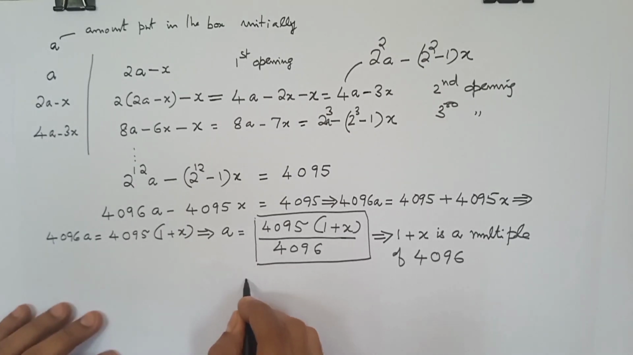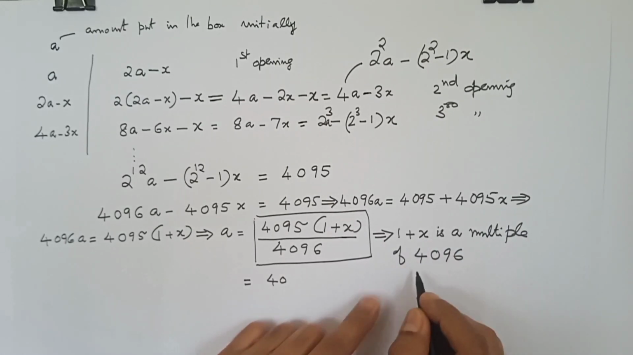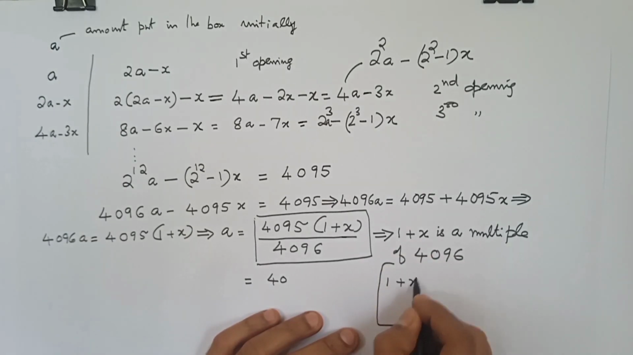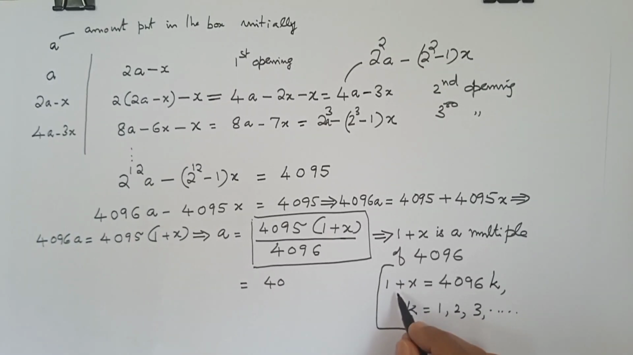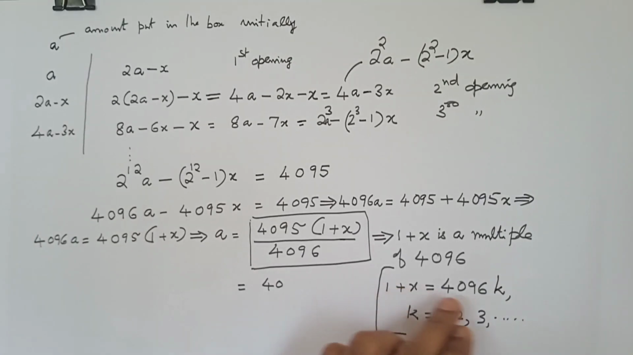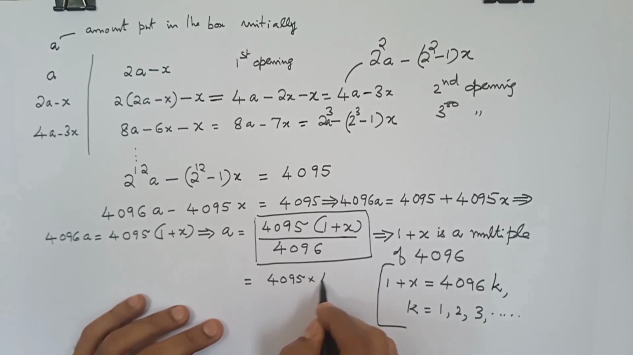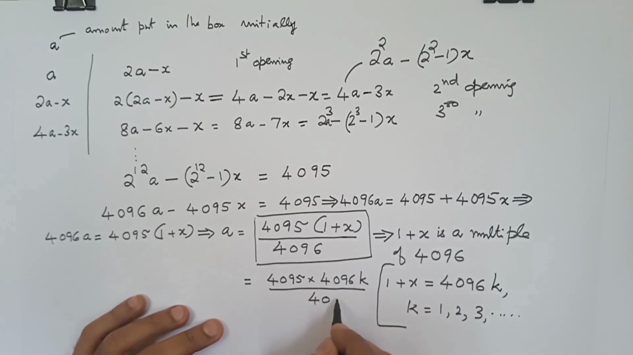Now let's substitute that here. What do you mean by this is a multiple of 4096? It means 1 plus x equal to 4096k, where k is 1, 2, 3, etc. That's the meaning of one number being a multiple of another. Now 1 plus x is in this form. You substitute that here into 4096 into k divided by 4096. Now look at this. These two will cancel out.